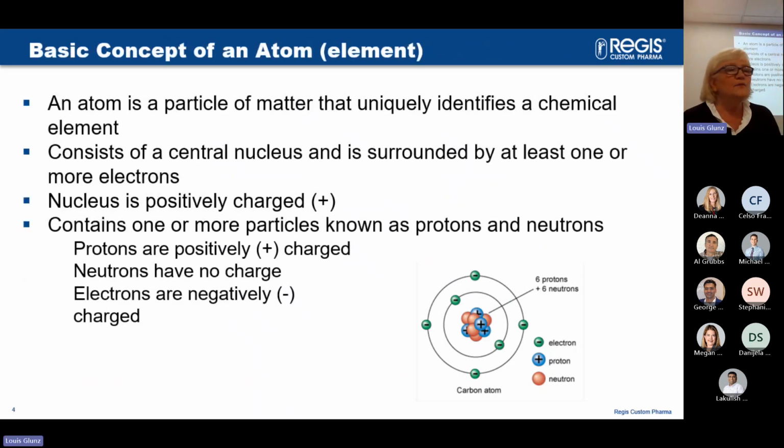In this slide, I will quickly review some basic concepts of an atom, as atoms are measured by ICP-MS. So an atom is a particle of matter that uniquely identifies a chemical element. It consists of a central nucleus surrounded by at least one or more electrons. The nucleus is positively charged and contains one or more particles known as protons and neutrons. Protons are positively charged. Neutrons have no charge, and electrons are negatively charged.